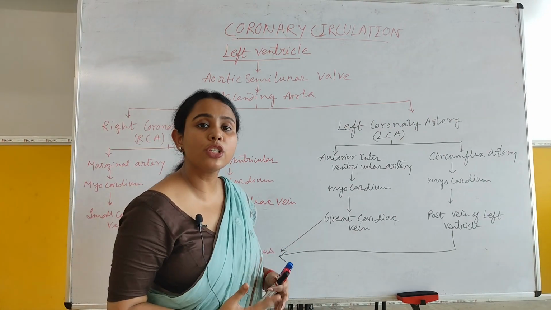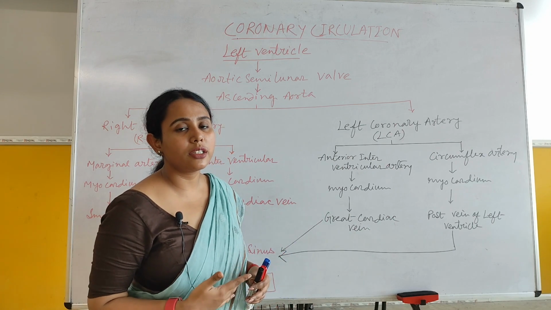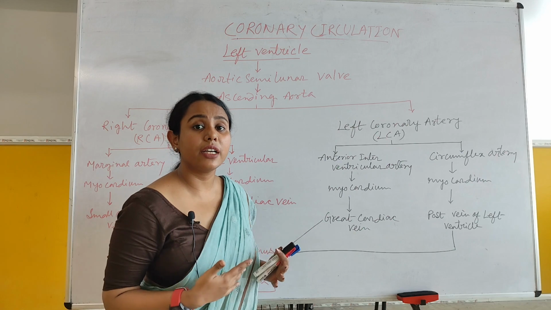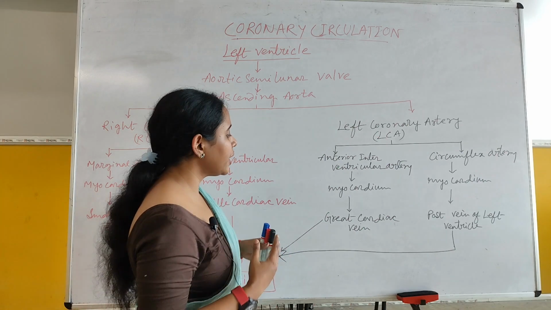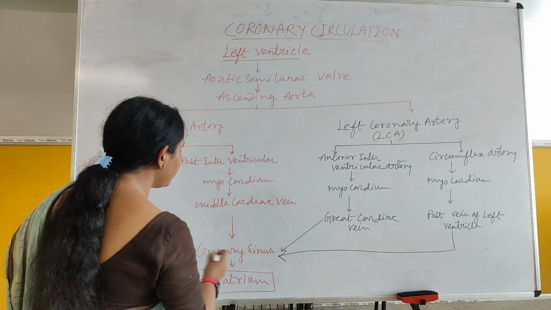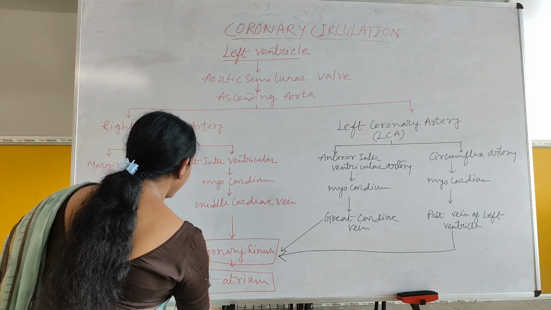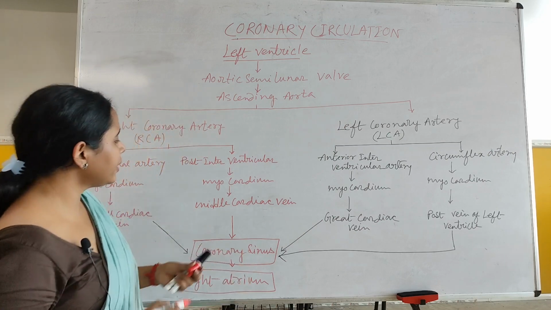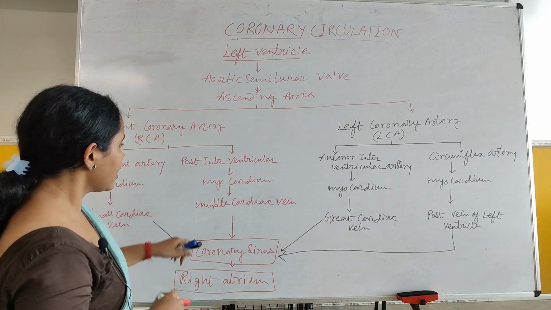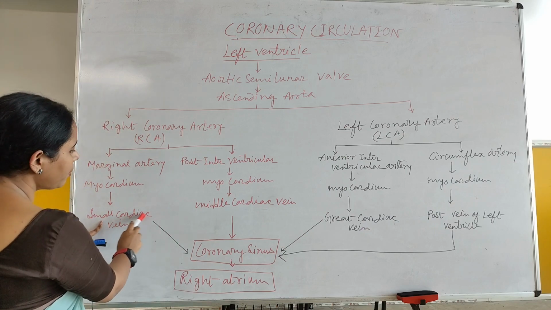For drainage of the heart, there is the drainage system, that is the cardiac veins. Okay, so in the venous system, the largest vein of the heart is the coronary sinus. And it has some branches, that is the small cardiac vein, which is a part of the coronary sinus.